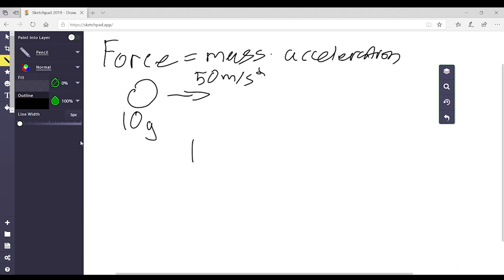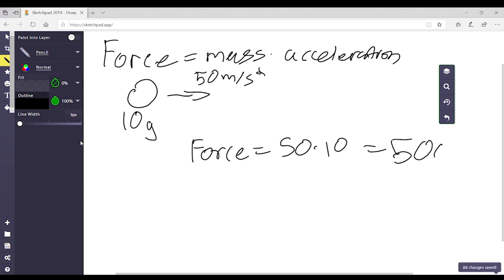The force would equal 50 times 10, or equals 500. So that would be how you measure force, because you multiply mass times acceleration.